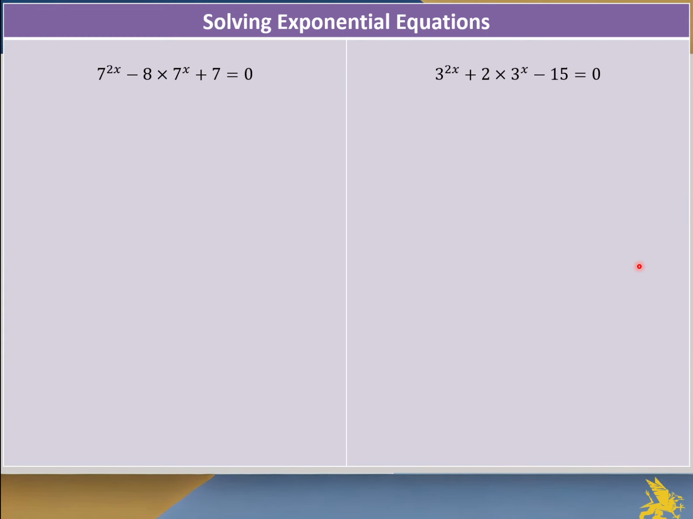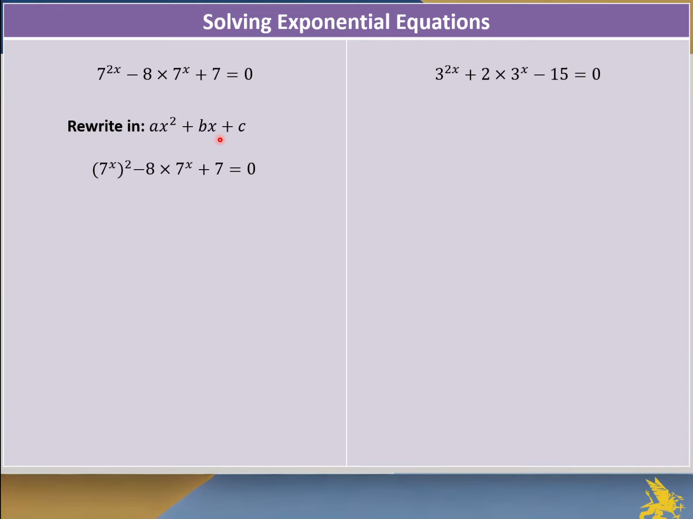The other way we can solve exponential equations is when it looks more like a quadratic. At the moment, I can think about a quadratic as ax squared plus bx plus c. It might not look like that form at the moment, but we can rewrite this first part. So we can write it as 7 to the power of x in brackets squared, take away 8 times 7 to the power of x plus 7 equals 0.